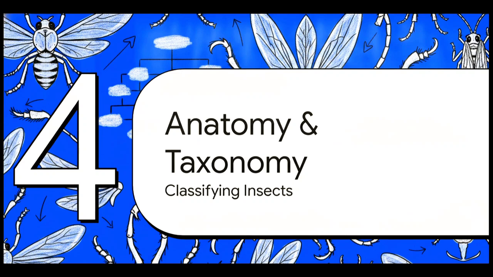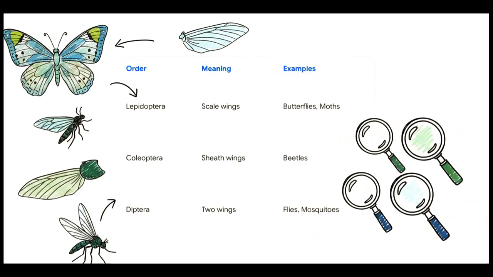Part 4. Anatomy becomes taxonomy. So the crucial takeaway here is that these specific anatomical features, the leg shapes, the wing structures, the antenna types, they aren't just neat bits of trivia. They are the exact, practical keys that entomologists use to name, sort, and classify insects into logical groups. Decoding how scientific naming actually works relies heavily on the Greek suffix ptera, which simply means wings. When you know that, suddenly these complex scientific orders make perfect sense.